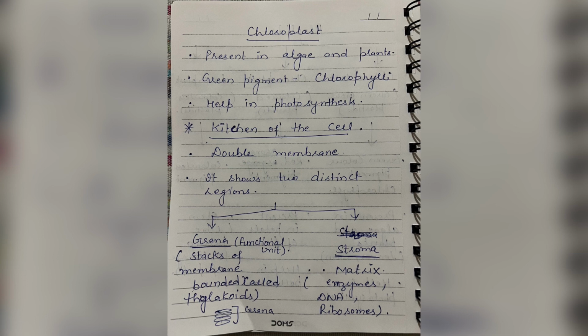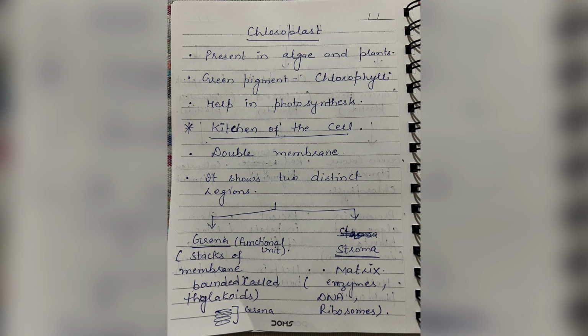Then its nature is double membrane. It shows two distinct regions. Now what distinct regions is it showing? One is the grana and the second is the stroma. Now what is the grana? Grana is a stack of membrane-bound sacs, also known as thylakoids. And on the other side we have the stroma. Stroma is a matrix which contains enzymes, DNA and ribosomes.